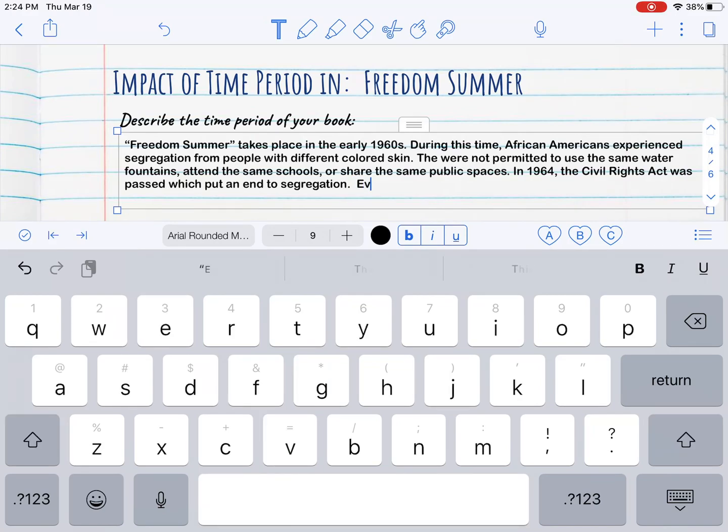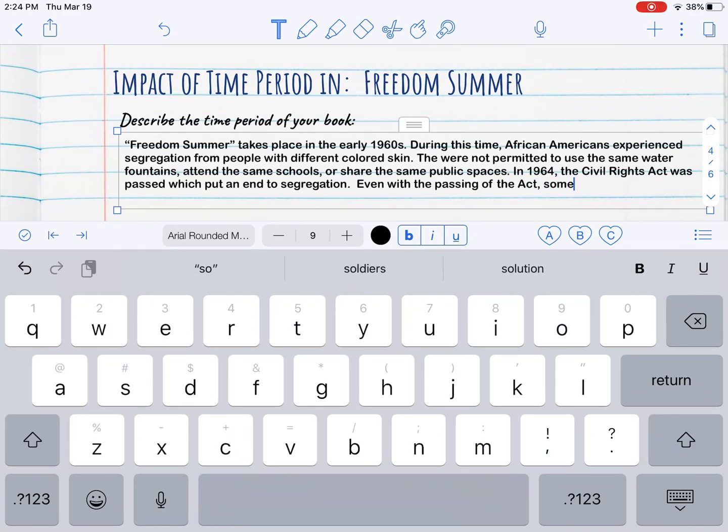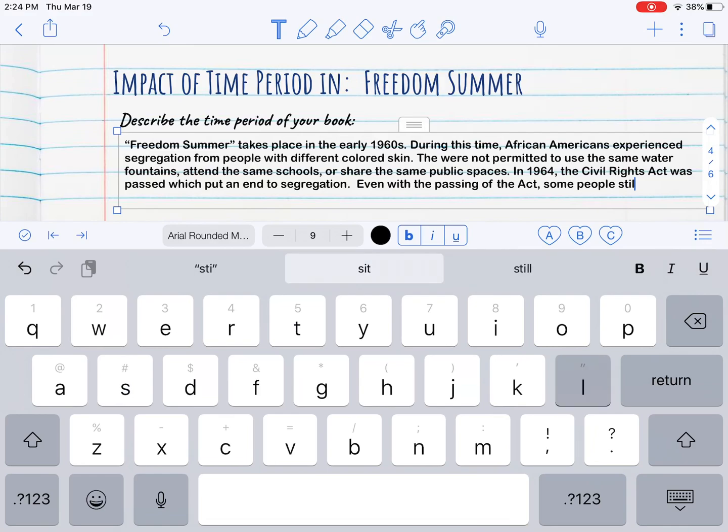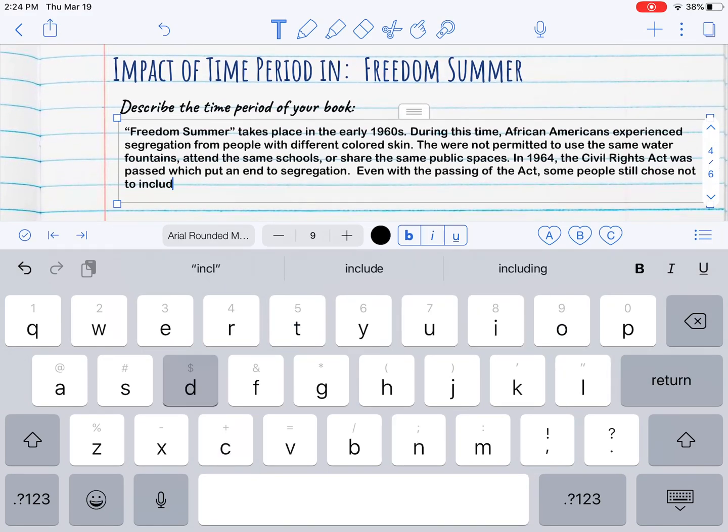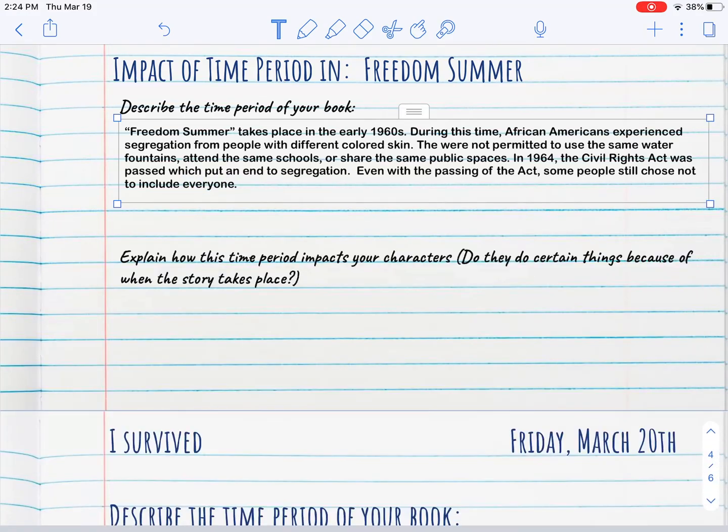So even with the passing of the act, some people still chose not to include everyone. And that goes with the closing of the pool and filling it in. So you're going to take a minute and you're going to talk about your time period of your book.